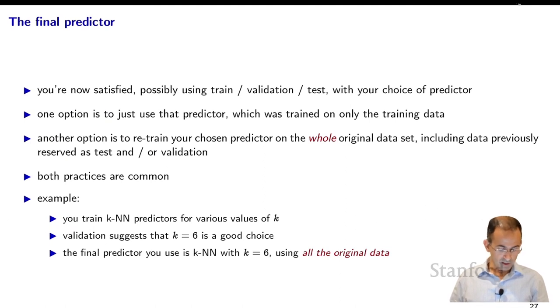So, for example, you might train k nearest neighbor predictors for various values of k. Validation suggests that k is 6 is a good choice. Now, the final predictor you supply is a k nearest neighbor predictor with k is 6, but it uses all of the data.